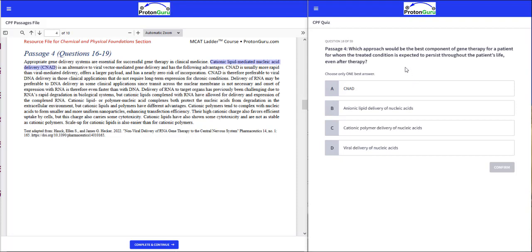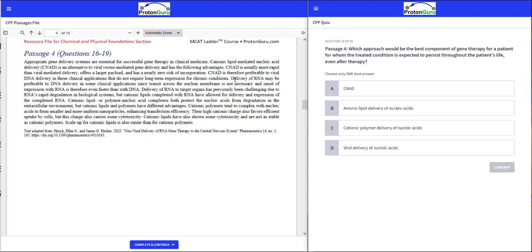Our next question is which approach would be the best component of gene therapy for a patient for whom the treated condition is expected to persist throughout the patient's life, even after therapy. So we look over at the passage and we find that there is a mention of chronic conditions. This is something they do in the MCAT a lot. Chronic conditions, and over here it says conditions expected to persist throughout the patient's life. Two things that are synonymous with each other but stated in a different way, so that you have to correlate them with one another and find them to match them with a passage.